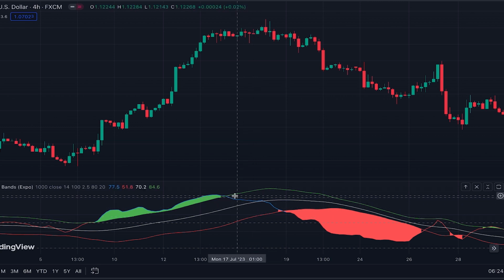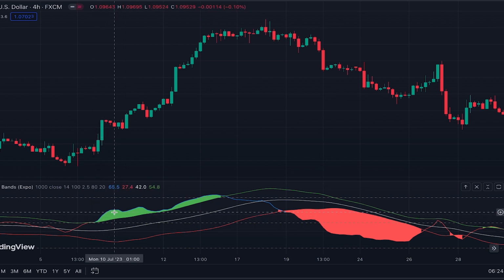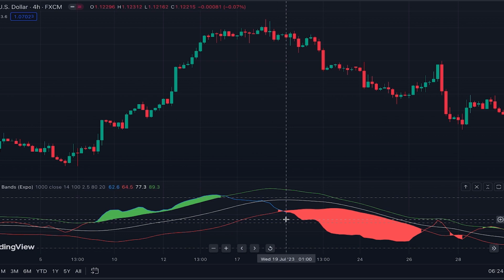And here we have this line, which changes color between blue and red, and this is our RSI line. And you can see that in times that it goes above the upper curve, the area in between becomes green, and when it goes below the lower curve, the area in between becomes red.